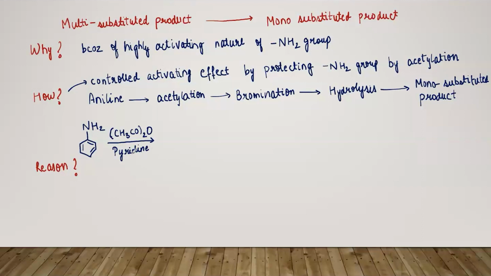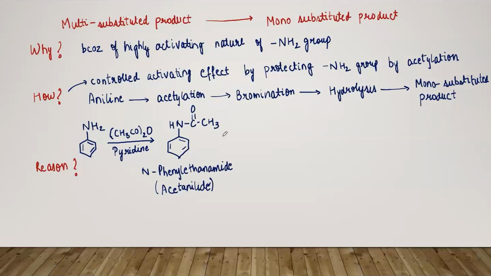So pyridine is a stronger base as compared to amine. Now the final product would be amide. This is the final product, this is amide, and the IUPAC name of this product is N-phenyl ethanamide. Okay, so this is the product after acetylation. Now the next step is bromination. For bromination we will take bromine water, and obviously after acetylation you will also get the side product, acetic acid CH3COOH.